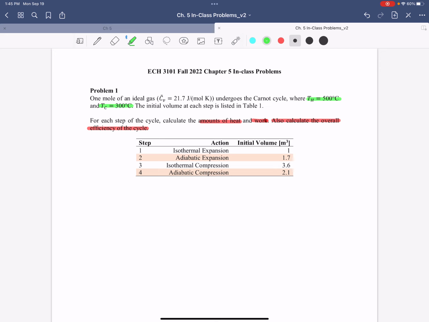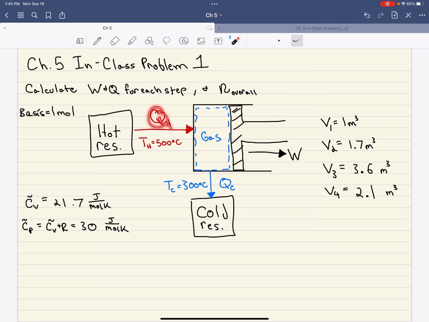And so with this information, what I want you to do is pause the video here and sketch out the system for yourself. With this information, we could sketch a Carnot cycle system that looks like this, where we have some sort of hot reservoir at a temperature of 500 degrees Celsius that donates heat to the system, which is going to be our gas. And then we also have a cold reservoir, which is going to take some heat, QC, from our system. And the temperature of this cold reservoir is 300 degrees Celsius.